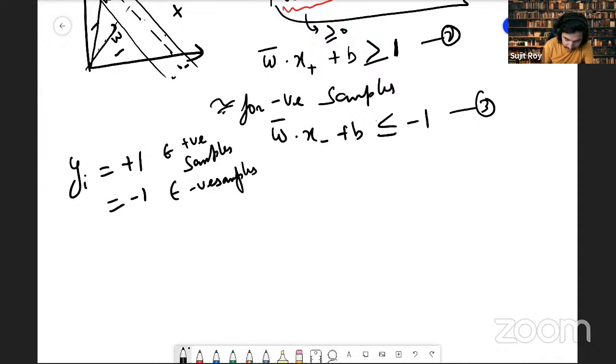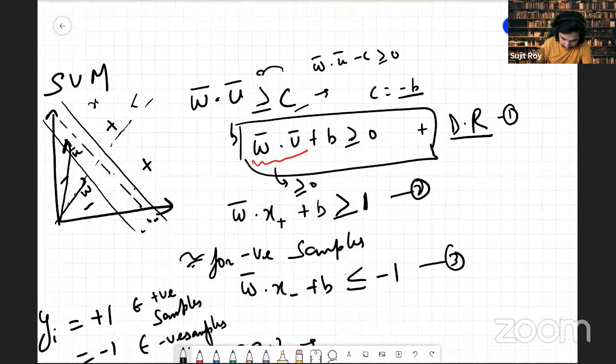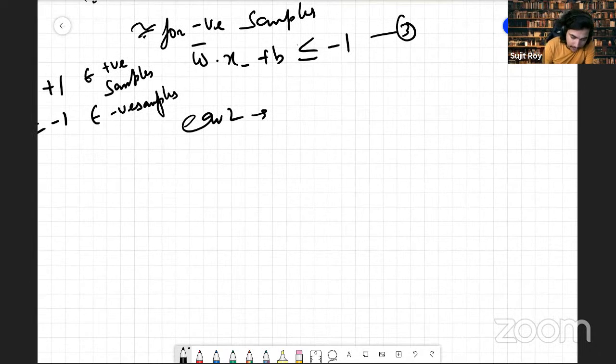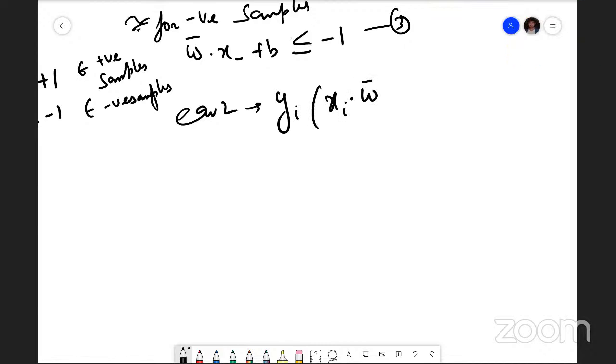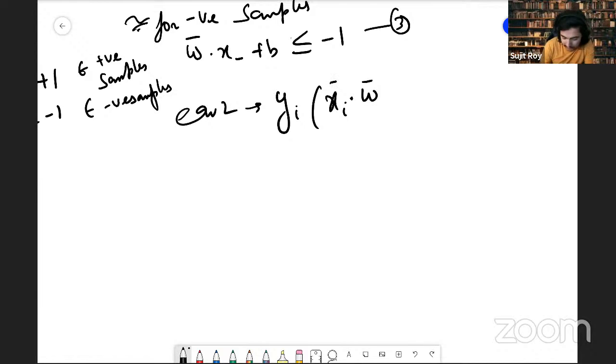So now when we try to rewrite equation 2, I can rewrite it as y sub i times x sub i, as a vector, since it is a vector. So if I just consider them as a vector, it is greater than or equal to 1.